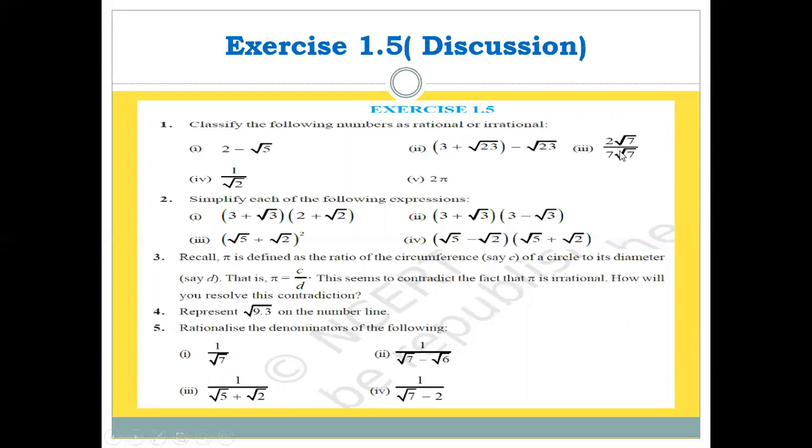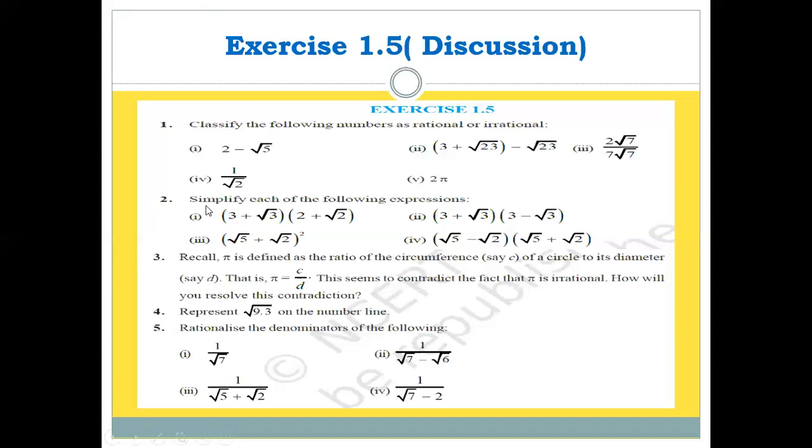Now third, root 7 and root 7 will cancel each other. So what is left is 2 upon 7, and that is a rational value. 1 upon root 2 is an irrational value, because we know that division of a rational and irrational is always an irrational value. Yes, fifth part, 2 pi. 2 pi is an irrational number because we know that pi is an irrational number which is non-terminating, non-repeating. But the approximated value of pi, we assume, is 22 upon 7, or in decimal we take it up to 2 or 3 decimal places. So if we are supposed to find 2 pi, that is an irrational value.